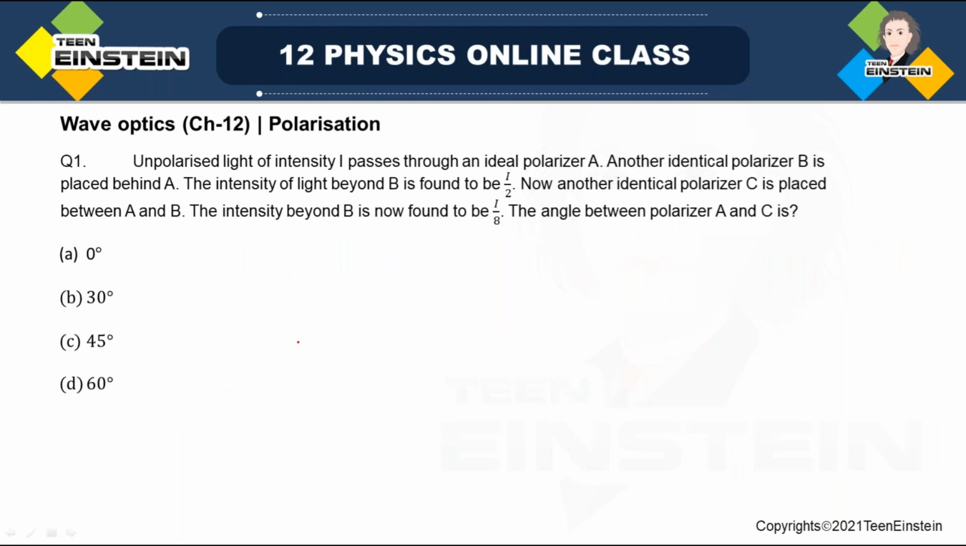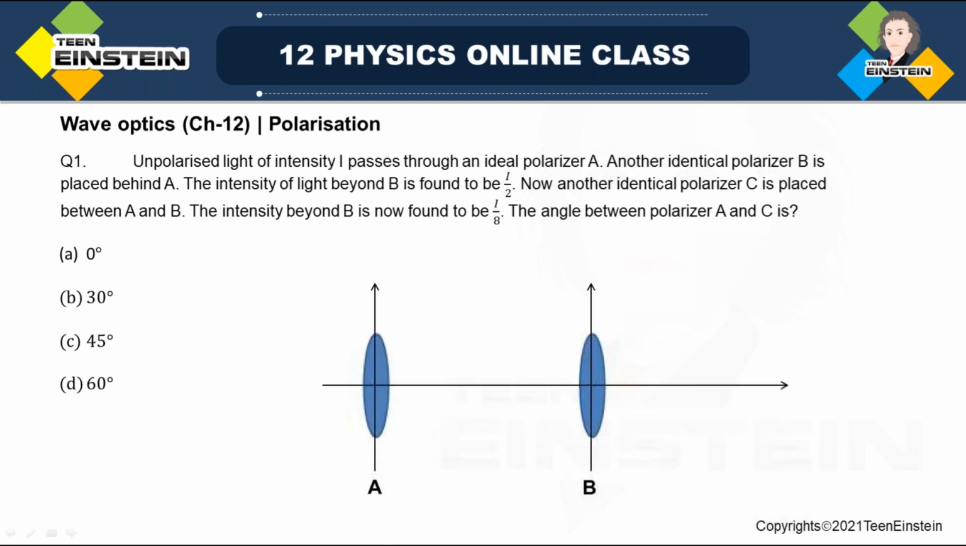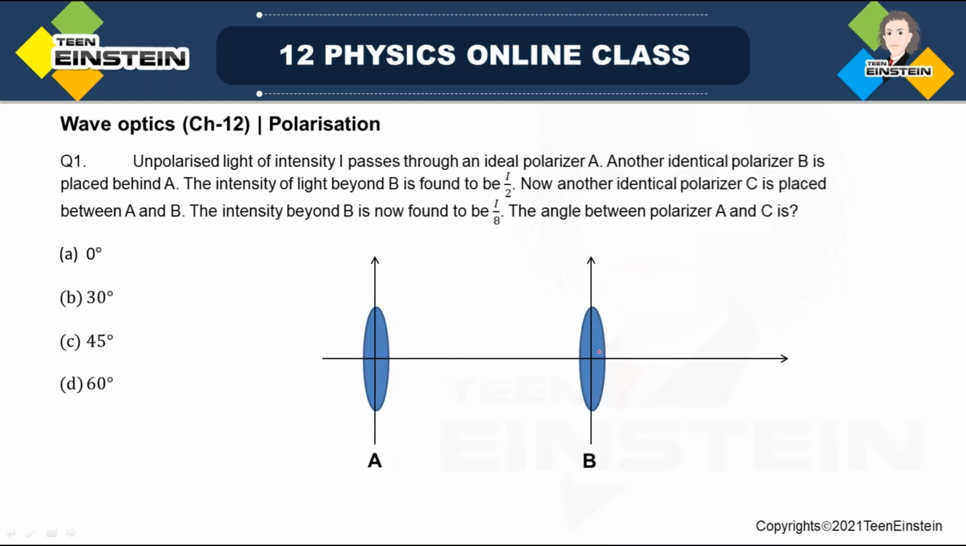Now look, in this problem, unpolarized light having intensity I passes through an ideal polarizer, and another identical polarizer B is kept behind it. The intensity of the light is found to be I by 2. What does that mean? That means these are identical polarizers having the pass axis orientation along the same direction.